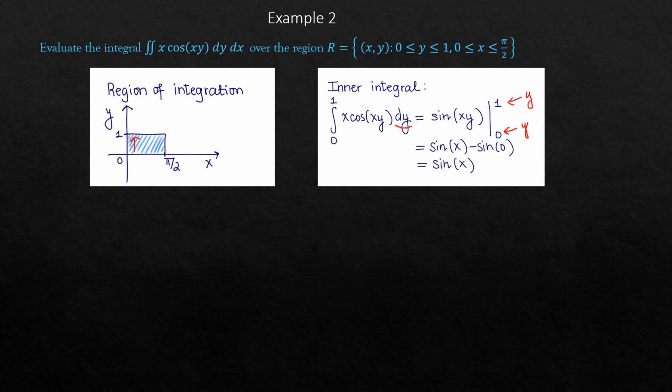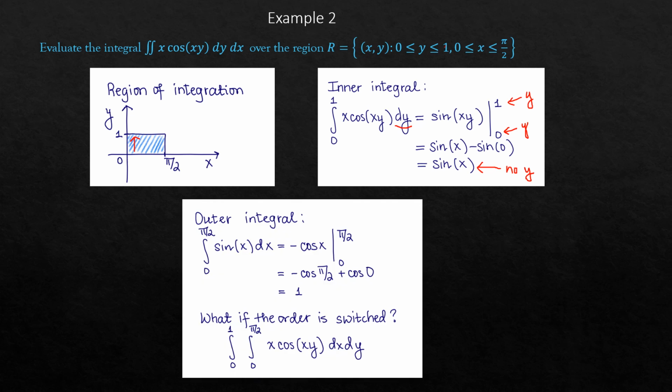So once we plug this in, we get sine of x minus sine of 0, and of course sine of 0 is just 0. Okay, so notice we integrated with respect to y, and what we've gotten is a function of x. There's no y here. We integrated that variable out.